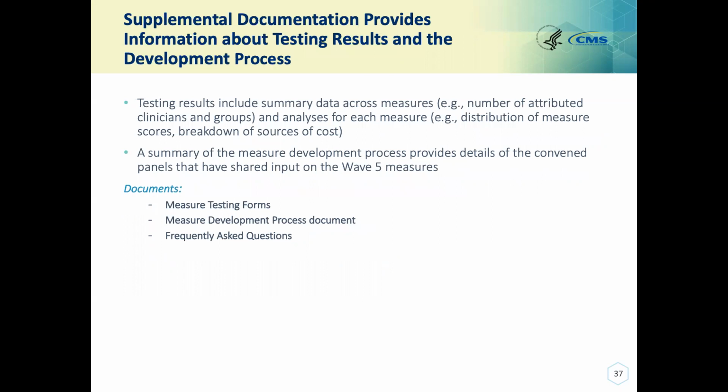There is supplemental documentation that you can review as well. These include testing results, such as descriptive statistics about the measure scores, breakdowns by provider characteristics, services that are driving costs, and an examination of the episodes that are excluded. In addition, there's a summary of the measure development process for Wave 5 and an overall FAQ document with some additional information. Next slide, please.